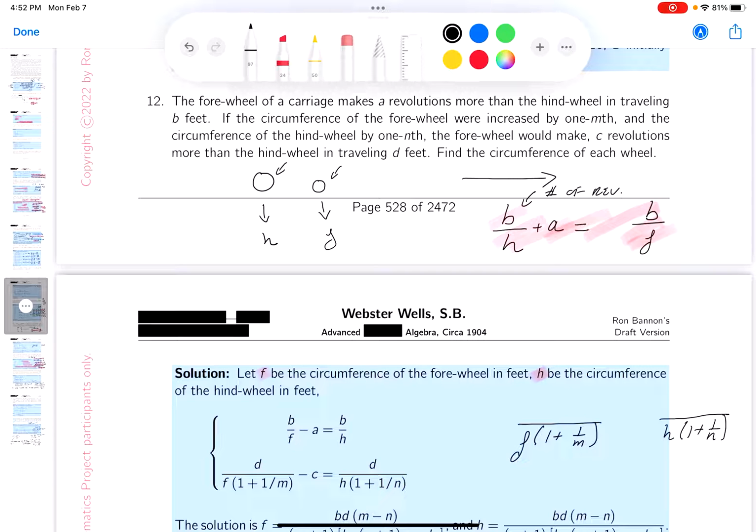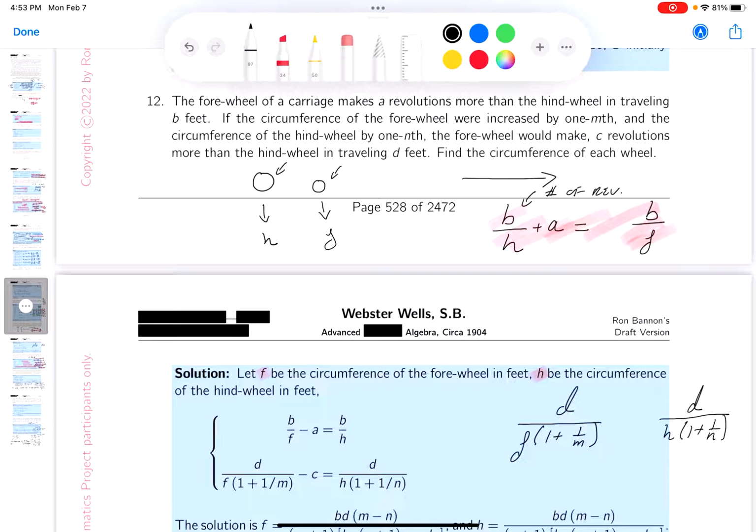All right, just reading. If the circumference of the forewheel increased by 1/n and the circumference of the hind wheel increased by 1/n, the forewheel would make C revolutions more when traveling D feet. Well, I'm going to put the D over here. All right? Now, you got to be careful again. I got to read it. It's always careful when you read it. I can't remember what I just read, by the way. They say the forewheel makes C revolutions more than the hind wheel.